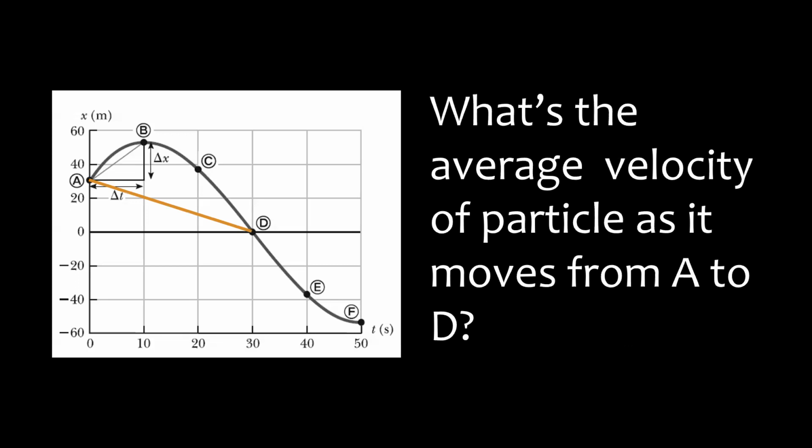What is the average velocity of the particle as it moves from point A to point B? Notice that at point A, at time equals 0 seconds, the object is at 30 meters. And at point B, the object is now at 0 meters. Back to the origin.